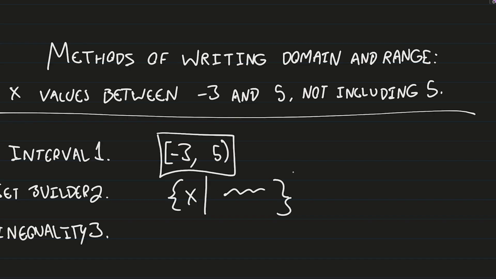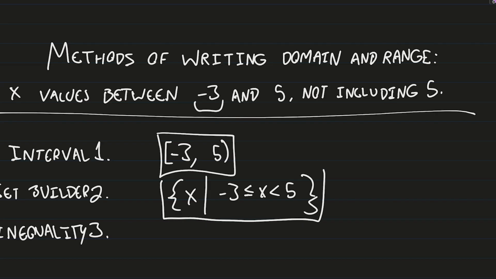Then another curly bracket. Our condition in this case is that x is between -3 and 5. So we'll say -3 is less than or equal to, because it has to be -3 as well, it's included, x, which is less than 5. It's not less than or equal to 5 because it doesn't include 5. This is our condition. Now we close the curly bracket. And that is our set builder notation for domain and range.